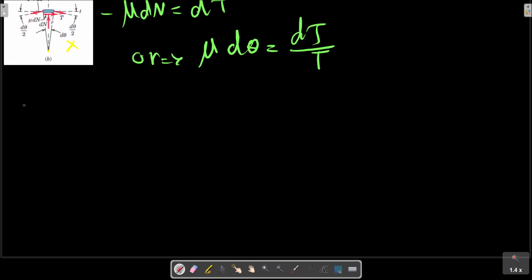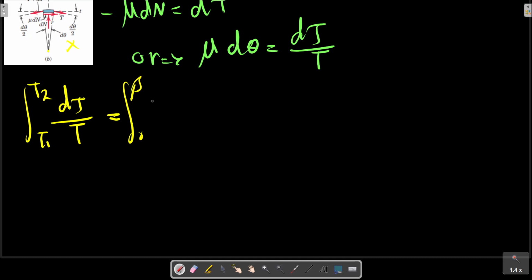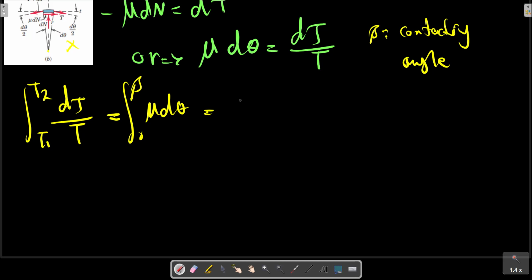Making an integration from T1 to T2 of dT over T, and from 0 to beta, where beta is the contact angle, we have this relation.